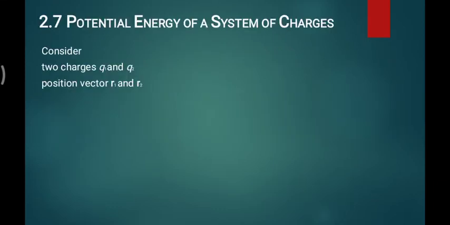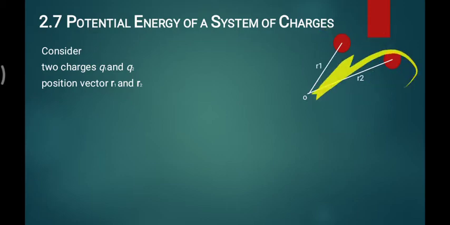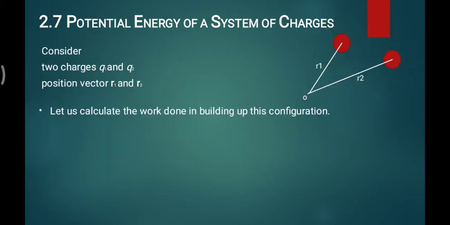Potential energy of the system of charges. Consider two charges. We are starting from the general, simple case: q1 and q2, whose position vectors are r1 and r2, as shown here. Let us calculate the work done in building up this configuration. How much work do you need to do to bring the charges to r1 and r2?